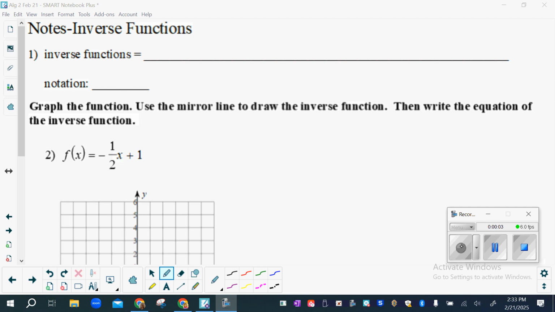Okay, inverse functions. What's the inverse?